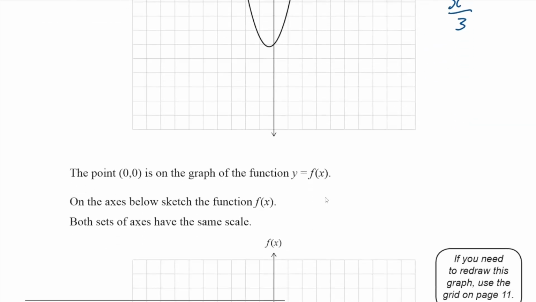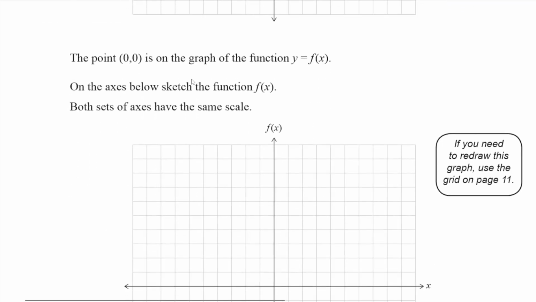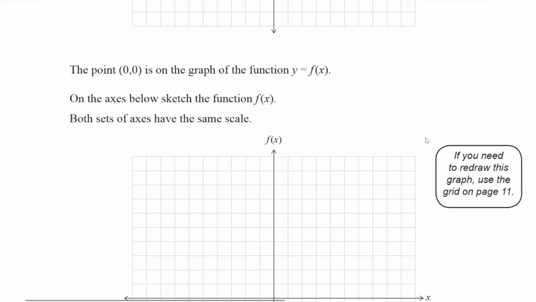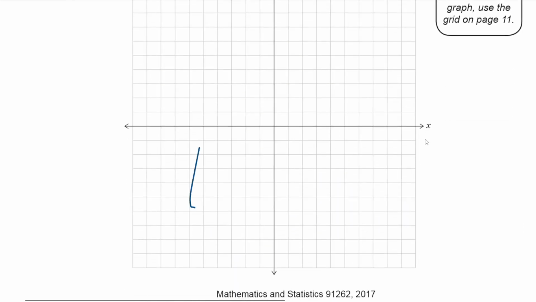So, spoiler alert, the question's asking, sketch the original function. We know that the antiderivative of a positive quadratic is a positive cubic. Right? So we can draw a cubic.